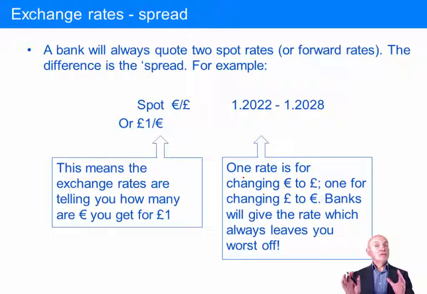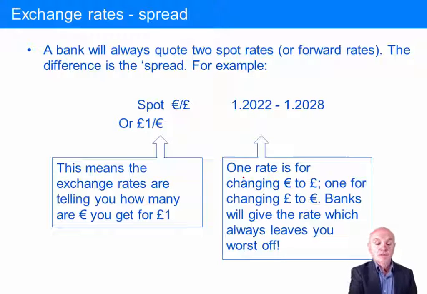A bank, as you know from going on holidays, will always quote you two rates, and you will know by now which rate they give you. The bank will always give you the rate which leaves you worse off. And this is really all the knowledge you need to know which rate to use in any particular circumstances. Choose the one, irrespective of how it's written, which is going to leave you worse off.